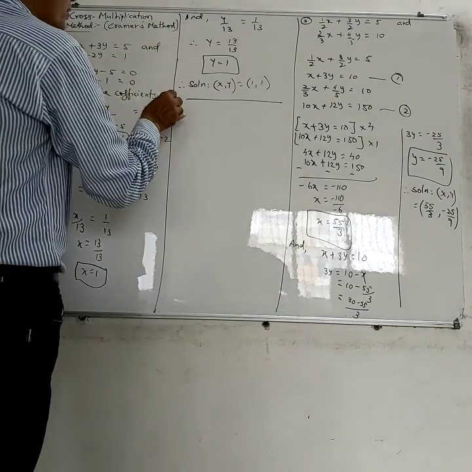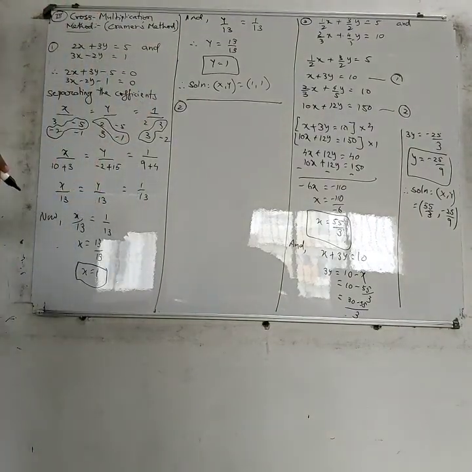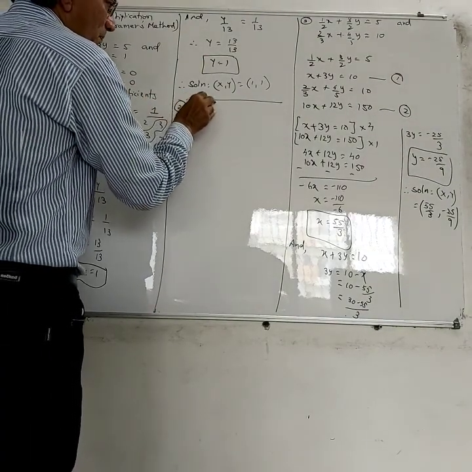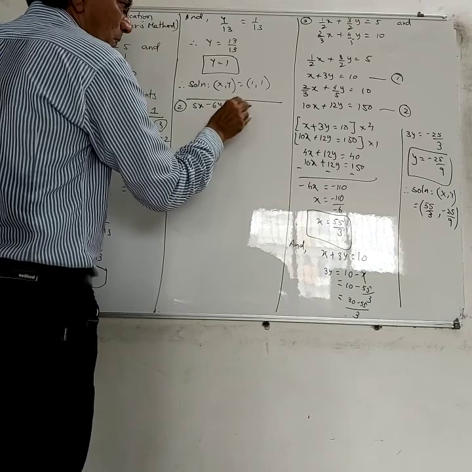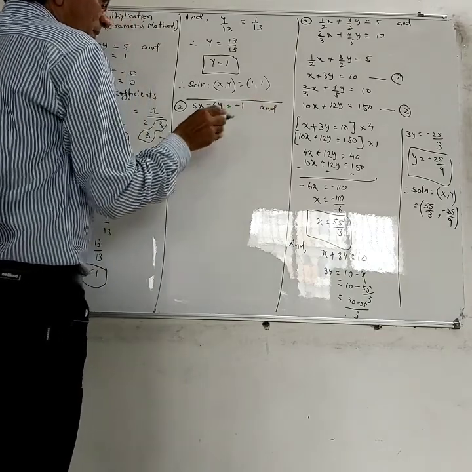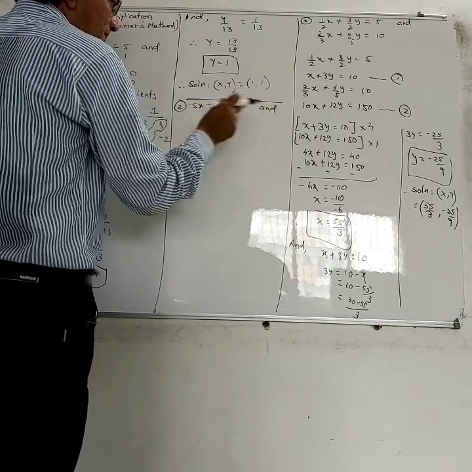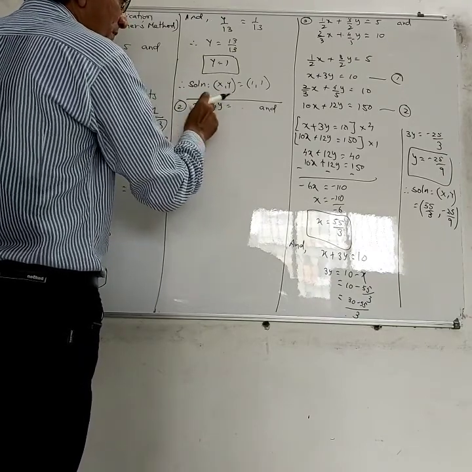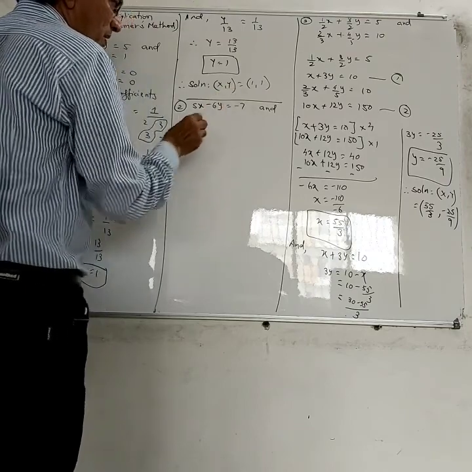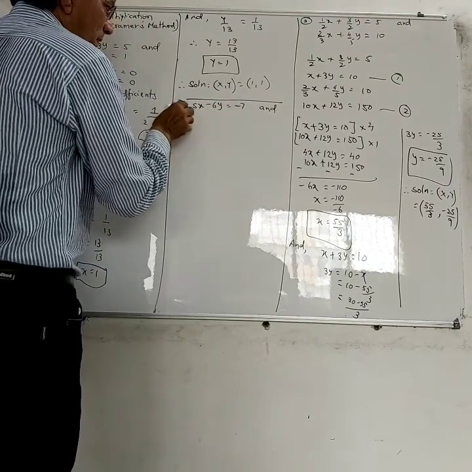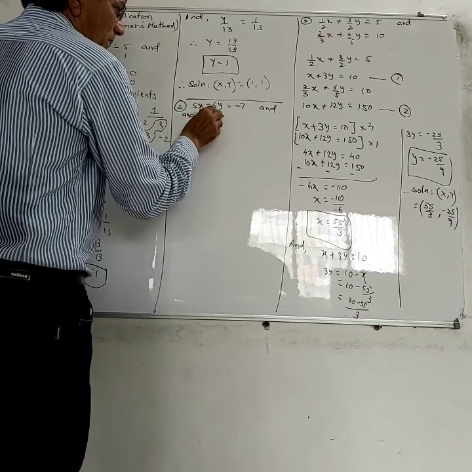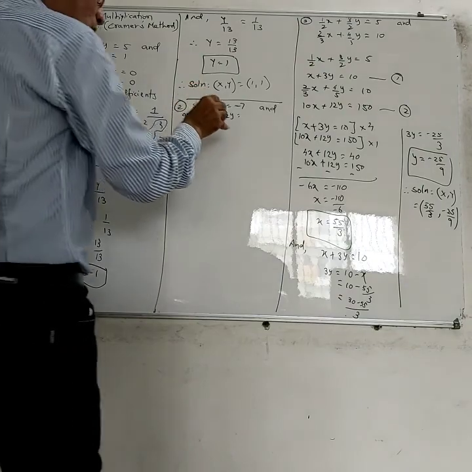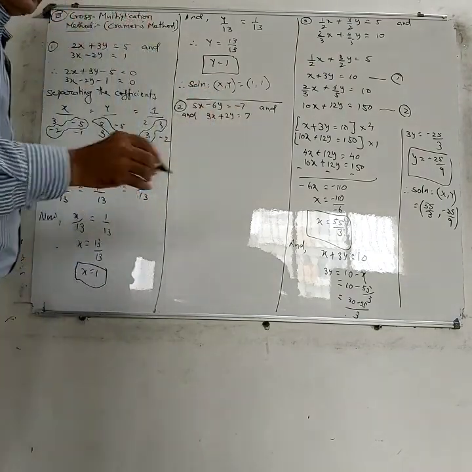Alright, let's take another example of the same type: 5x minus 6y is equal to minus 7, and 3x plus 2y is equal to 7.